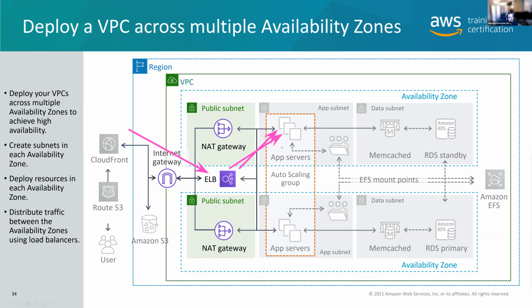But notice that when the app servers initiate traffic, and I'm going to put this in green so you can see it, they're going to talk to the NAT gateway, which is going to talk to the internet gateway, and it's going to talk out to here. So notice the different flows of traffic.